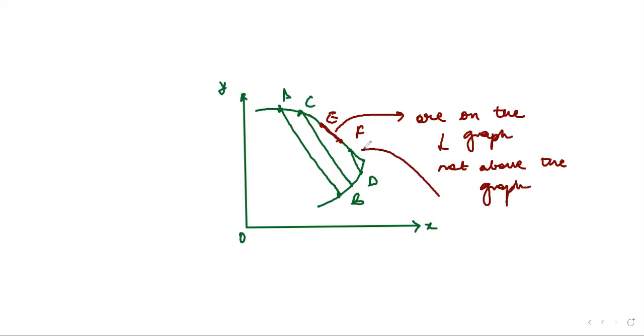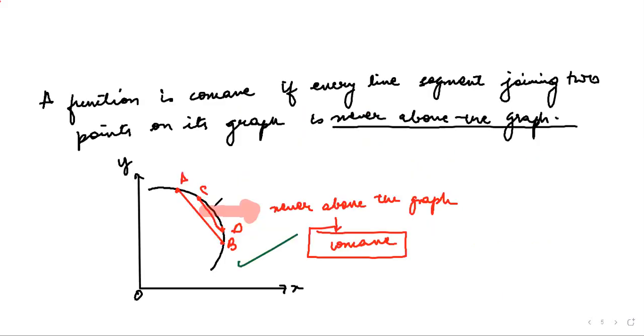So such a diagram in which some lines are never above the graph, but some lines are on the graph, that is called a concave function. And this, where this is never above the graph, all the lines are below the graph in a way, something which is something like this. The closest points are never above the graph. This is strictly concave.